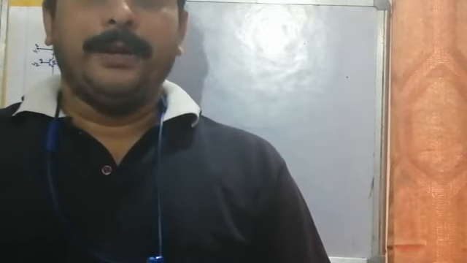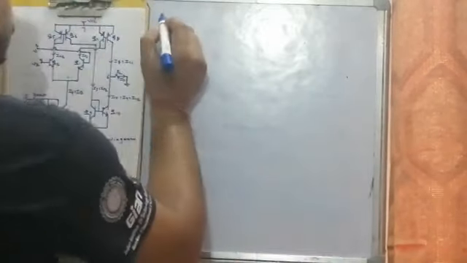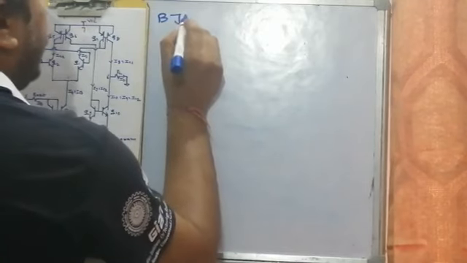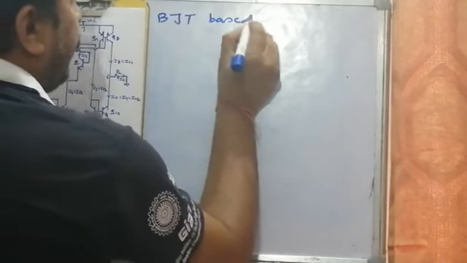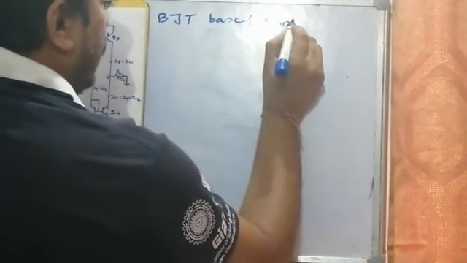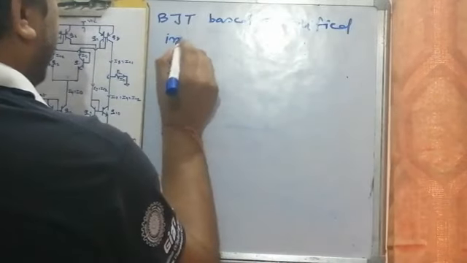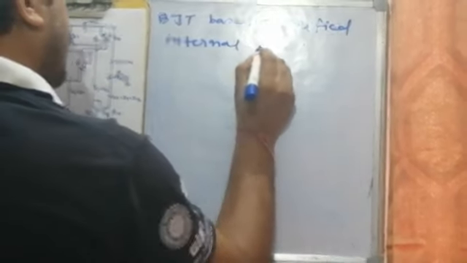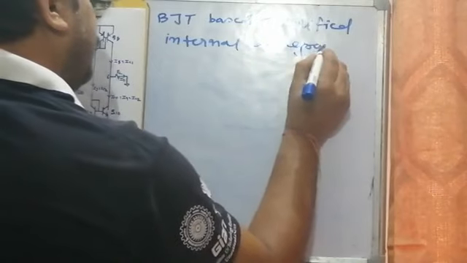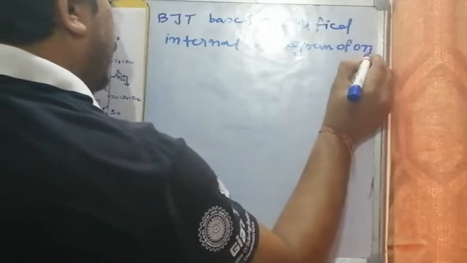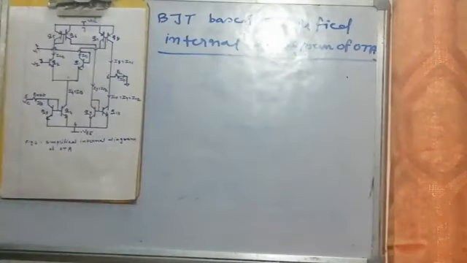Basically, we can make OTA with the help of BJT or MOSFET. But I'll discuss here the BJT based simplified internal structure of OTA. So I am writing, I'll discuss the BJT based simplified internal diagram of OTA, Operational Transconductance Amplifier.